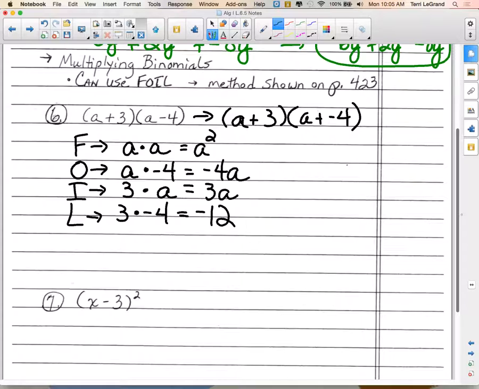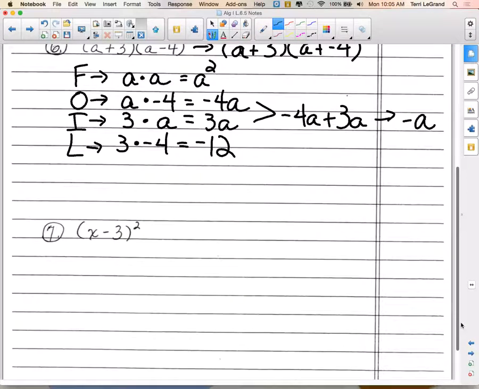So here's what I like to do. I always like to check when it's lined up like this and see if any of these are like terms. Are any of those like terms? Yeah. Which steps turned out to be like terms? The O and the I. So what does that combine to become? What's negative 4A plus 3A? Negative 1A, also known as negative A. Are there any other like terms in that list of products? No. So now we can say the answer is A squared, subtract A, subtract 12.